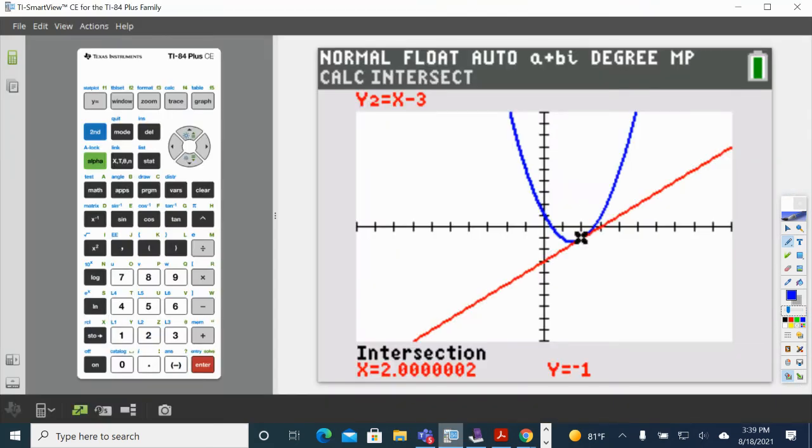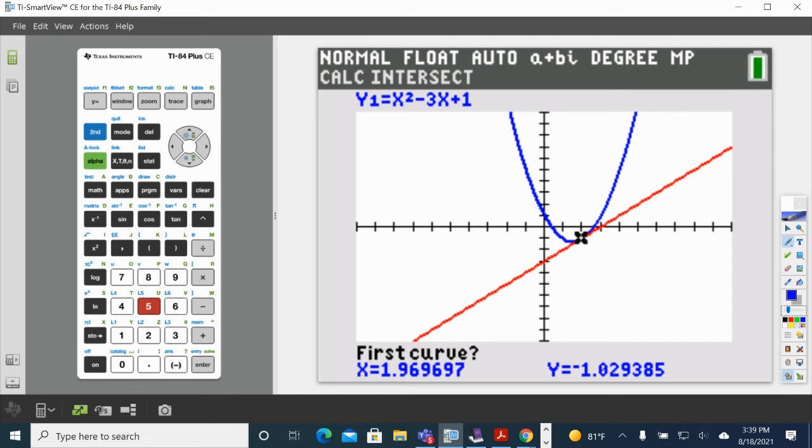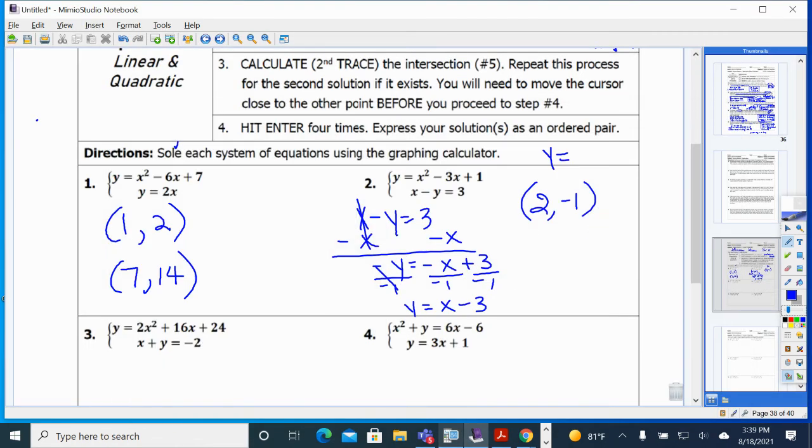Now we're going to repeat that process, second trace, number 5. But what I need for you to do this time is arrow to the right so that you're on the right side of that parabola and hit enter, enter, enter. Notice here that says 2, negative 1. That's the same answer we got a second ago. So on number 2, there's only one solution versus what we saw on number 1 where we had 2 solutions.